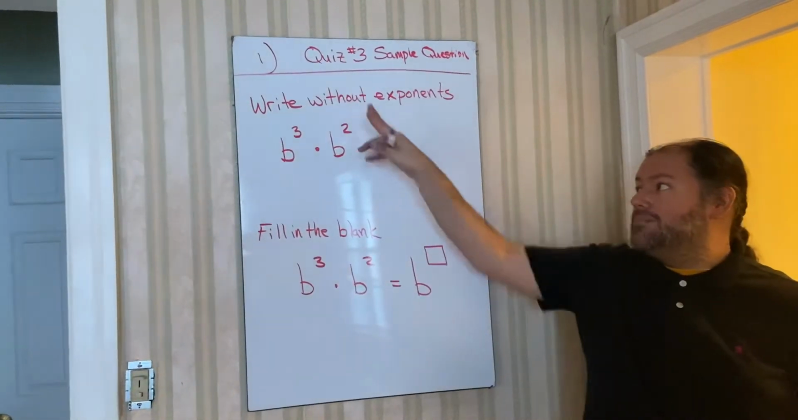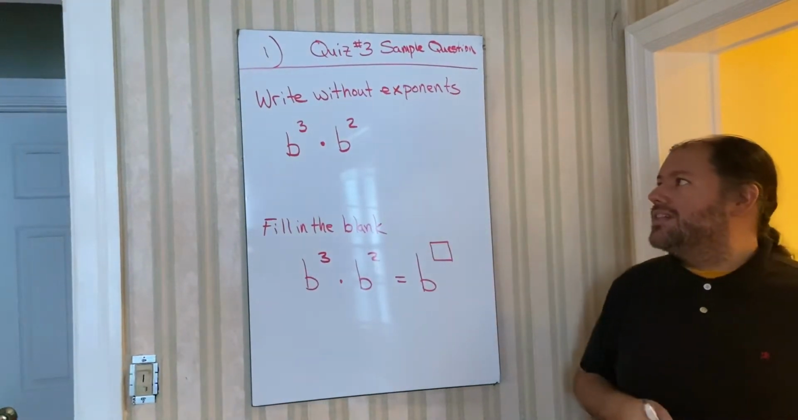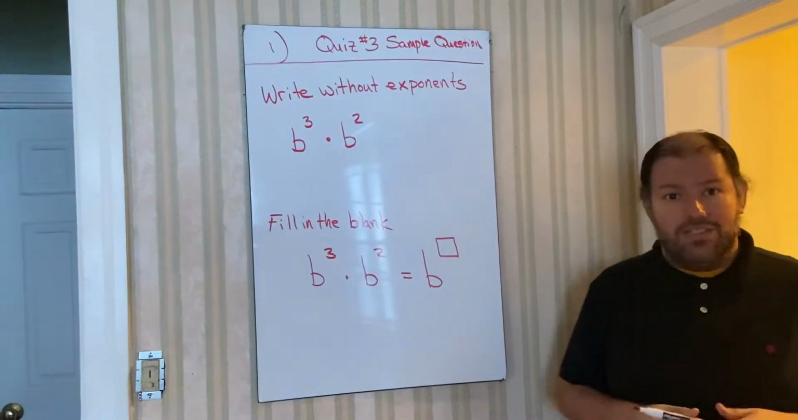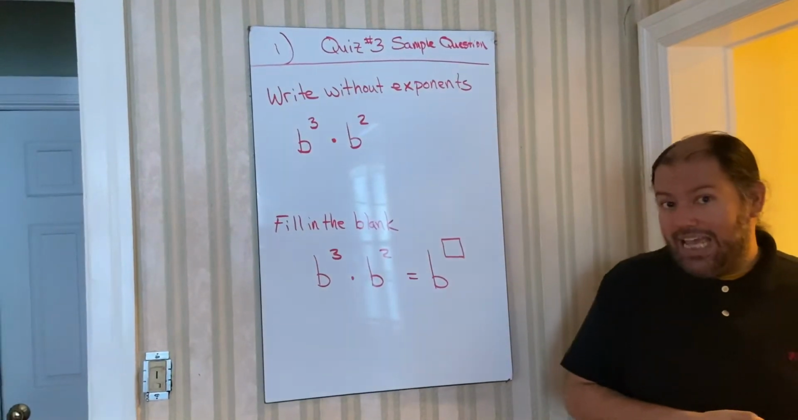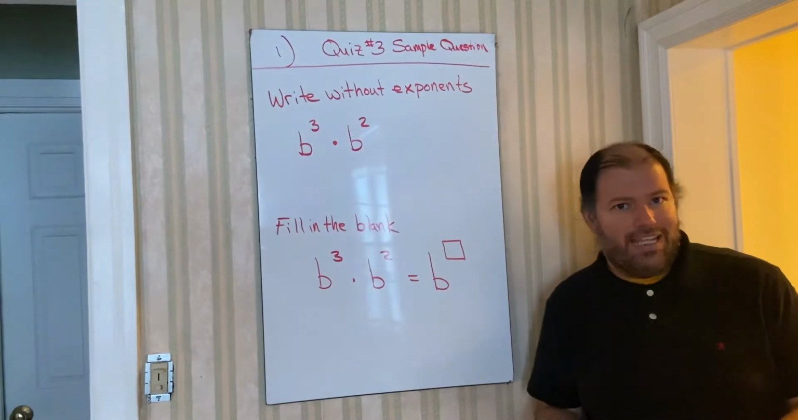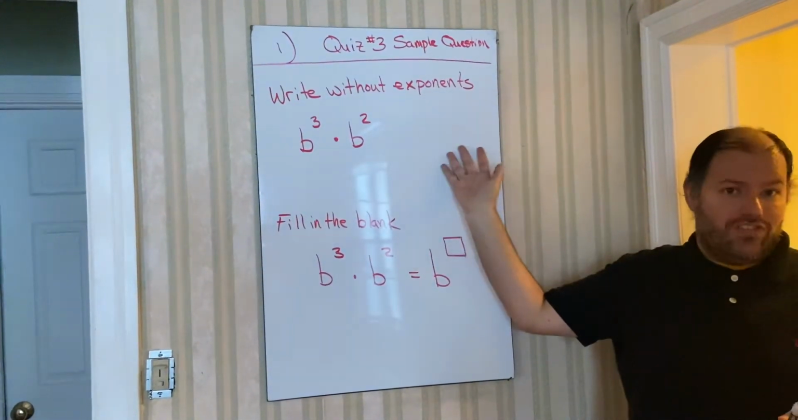So this is question number 1. Notice it has 2 parts to it. The first part says, write without exponents. We talked about this. We talked about exponential format and factored format. So this basically wants you to rewrite this in factored format.